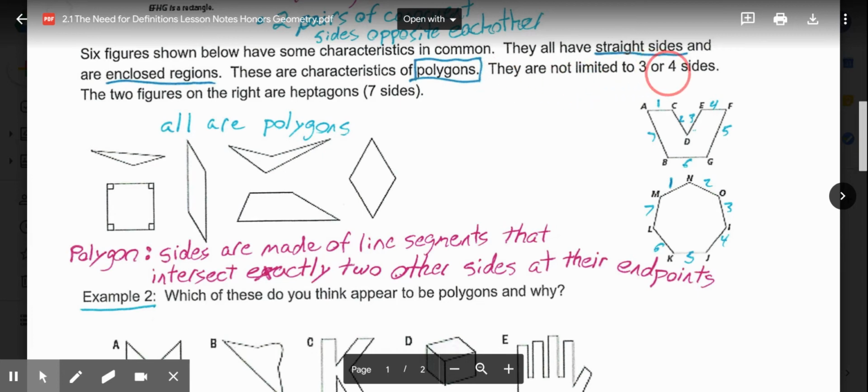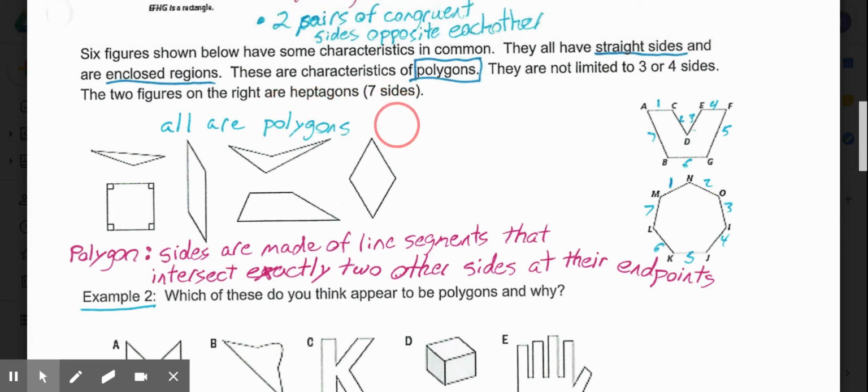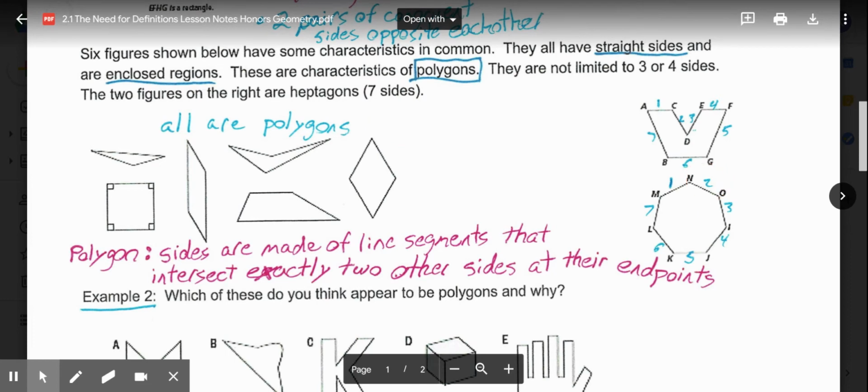Polygons are not limited to 3 or 4 sides. The two figures at the right are heptagons, or 7-sided polygons, which we'll explore later in this chapter. But when we are classifying our polygons, we classify them based on their number of sides. So all these 6 figures are all polygons.